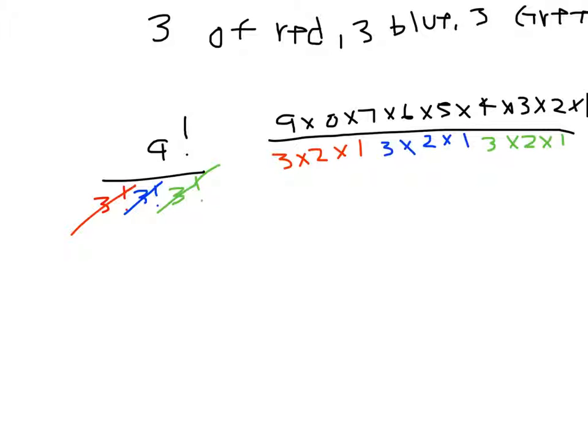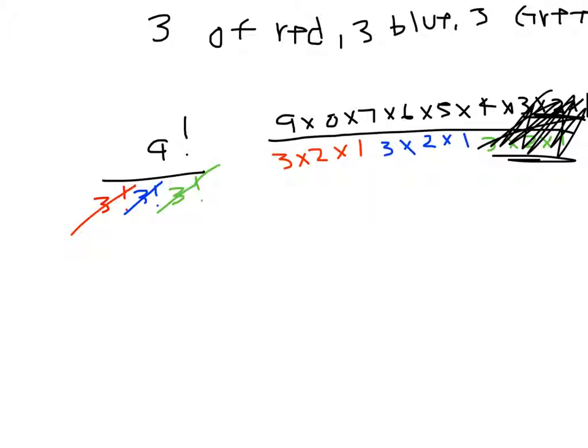Right off the bat, we know that this and this, they could cancel out. Okay? So that's not even there. So you're left with 9 times 8 times 7 times 6 times 5 times 4 times 3. I mean, just times 4. And then for the bottom, you have 3 times 2 times 1, 3 times 2 times 1.